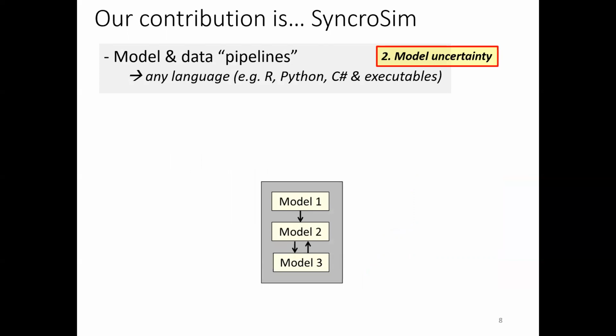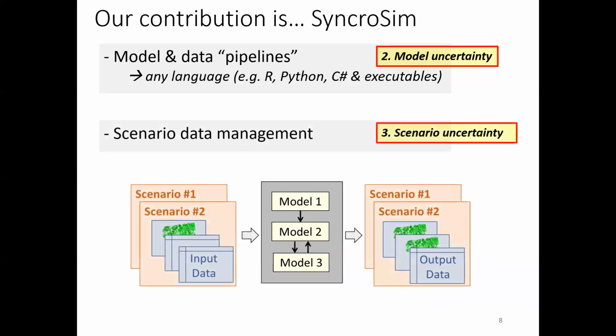SyncroSim also allows any number of models written in any language to be connected together in what we call pipelines, making it possible to explore uncertainties between and across models. And another key feature of SyncroSim is its built-in support for tracking all the inputs and outputs of your Monte Carlo simulations, making it easier to consider scenario uncertainty.